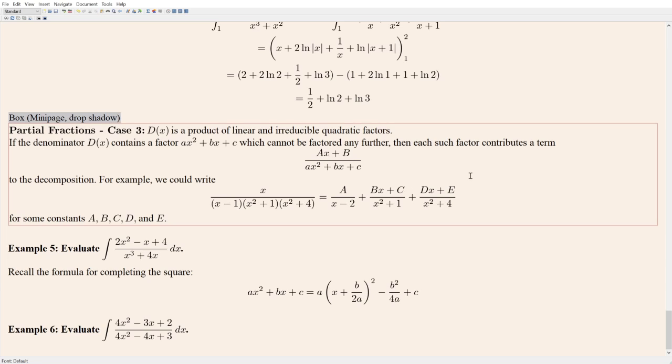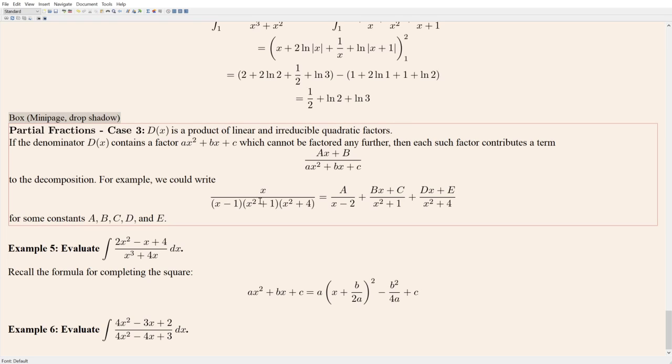And the way that this is different from the previous cases is that for every irreducible factor in the denominator, we're going to introduce one term into the partial fraction decomposition, but instead of the numerator being just a constant, now the numerator is itself a linear term. So an ax plus b for some constants a and b.